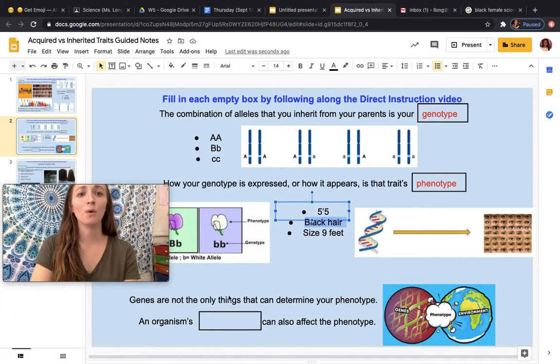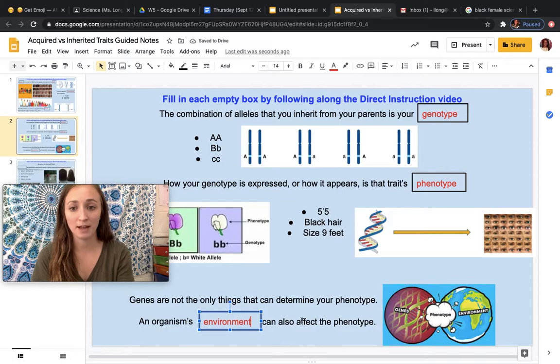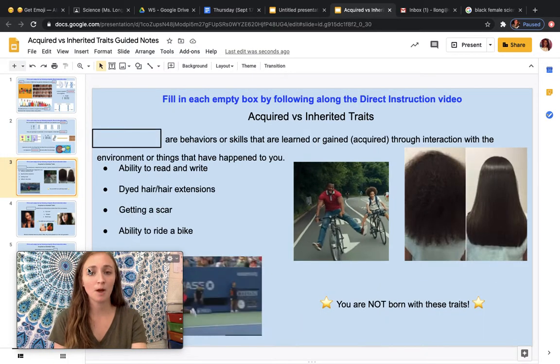Okay, so genes are not the only thing that determine your phenotype, though. An organism's environment can also affect it. So different things that happen to us in our life or even where we live can change what is expressed for our traits. Easy. Okay.